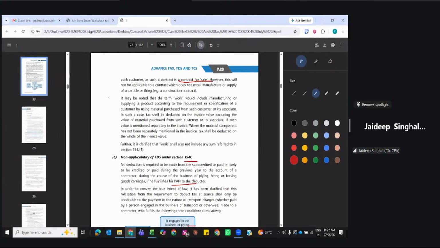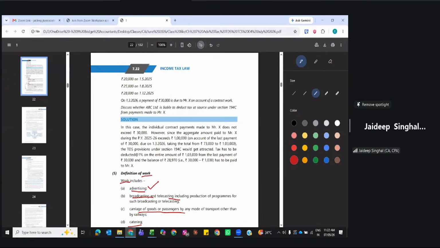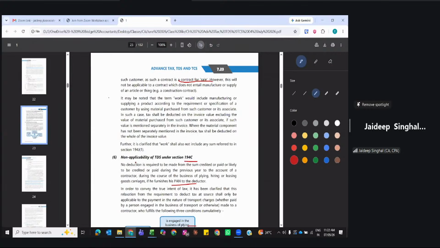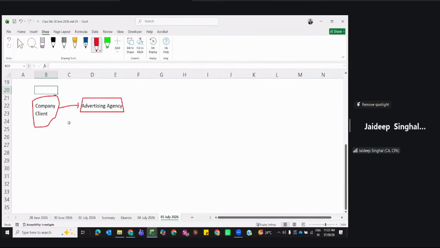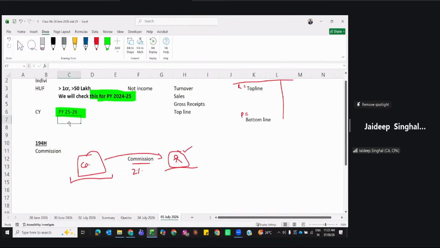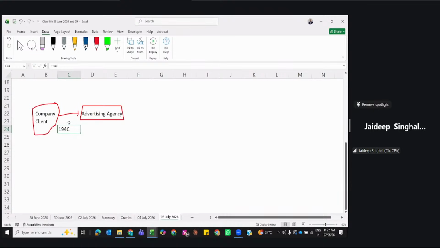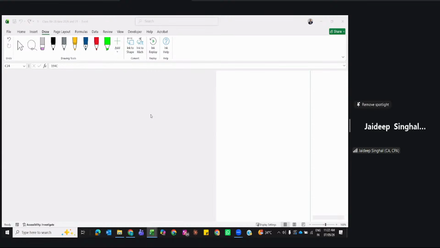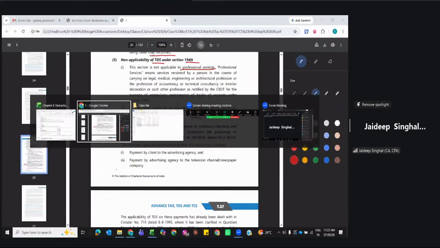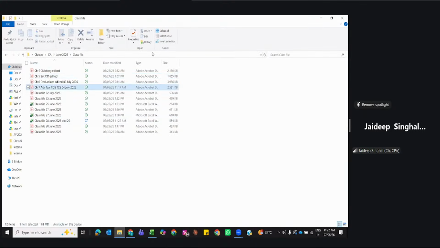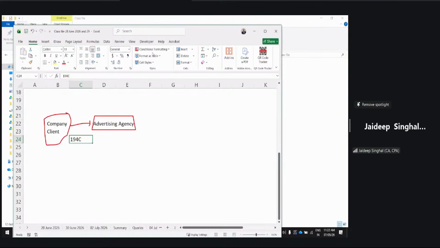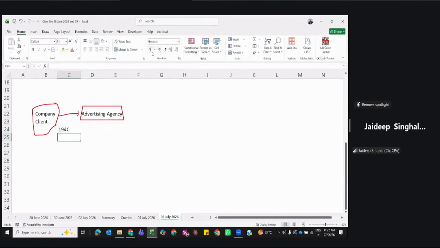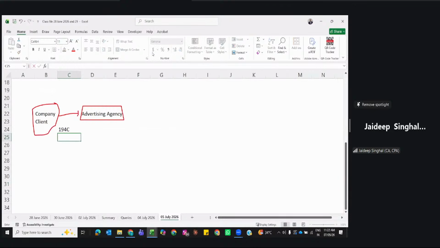So you are paying for the work to the advertising agency. Will TDS be applicable? TDS will be applicable under section 194C. I don't know why I'm not able to operate the Excel well. Now TDS applies, 194C TDS applies.